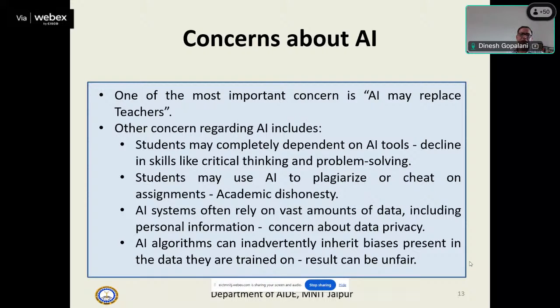that students are nowadays completely dependent on these tools, so their critical thinking and problem solving skills are drastically reducing. And that's correct also to some extent actually. Nowadays students are using these to cheat, especially on the practical assignments actually. Okay, so there is an issue of academic dishonesty. Then another concern is about the privacy, actually data privacy, because everything is relying on the vast amount of data. So data privacy is another thing.